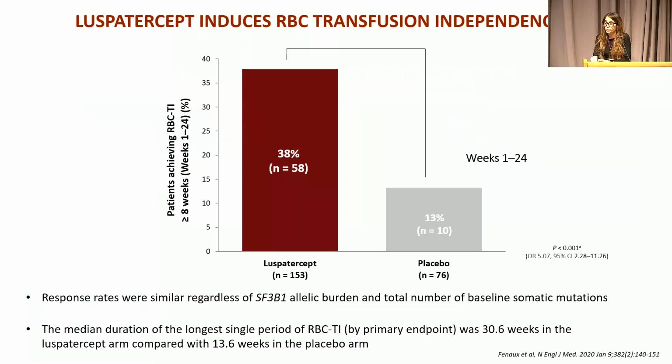The primary endpoint was transfusion independence longer than 8 weeks, and it was obtained in 38% of patients in the luspatercept arm, regardless of the SF3B1 allelic burden and total number of baseline somatic mutations. The median duration of transfusion independence was longer in the luspatercept arm versus placebo, around 30.6 weeks.